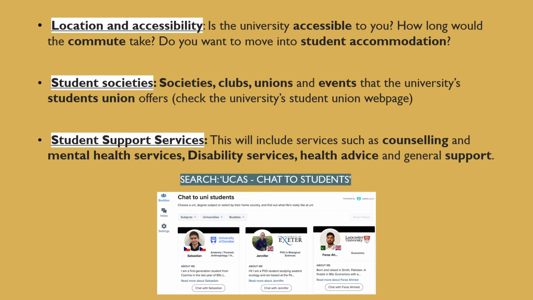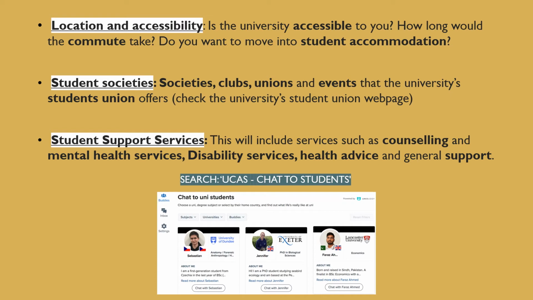Next is location and accessibility. So you need to be thinking about how close is the university to you? Is the university accessible? How long would the commute take? Would you want to move into student accommodation?